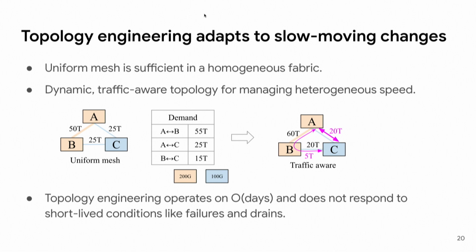This example illustrates how topology engineering exploits free transit capacity of a high-speed block, that is, in this case, block B, to serve the demand out of a hot block, A. Today, our topology engineering control loop operates on the order of days or even weeks, as the underlying changes driving the topology engineering are rather slow-moving. And we leave short-lived conditions like failures, drains, and traffic variations to be handled by dynamic routing.